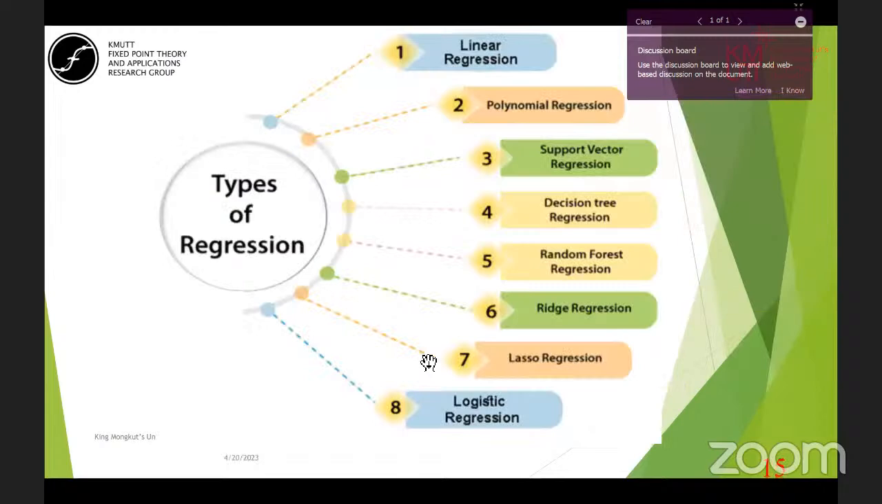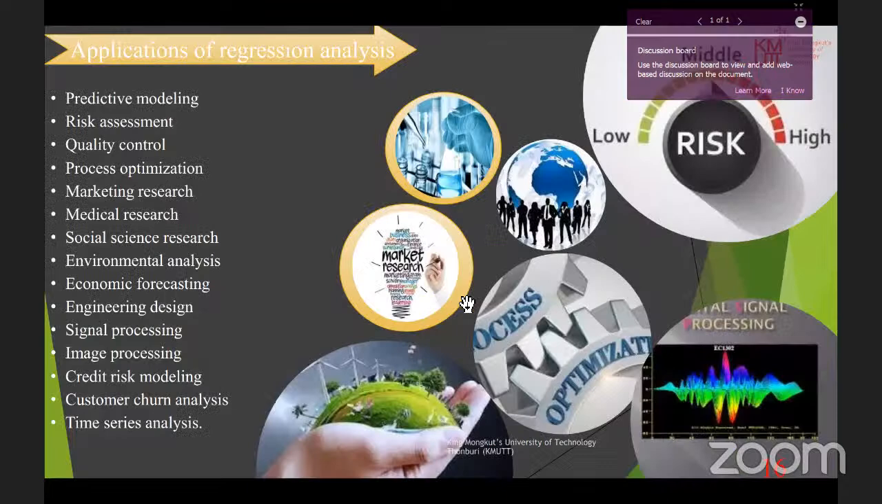These are the types of regression. There are many types of regression, but some of them are as follows. This is the useful application of regression: regression can be used for predictive modeling, risk assessment, quality control, processing optimization, marketing research, medical research, social science research, environmental analysis, economic forecasting, engineering design, signal processing, image processing, and so on.